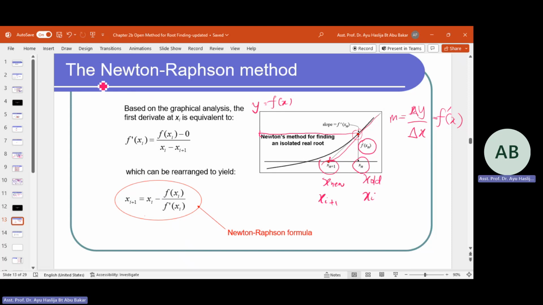Okay, so this is when this equation comes. To find the new point is equal to the old point, xi, minus f(x), the given function, over the differentiation of the function. Okay, f(x) over here is the f(xn) over the slope, so that it will direct you to the new point.